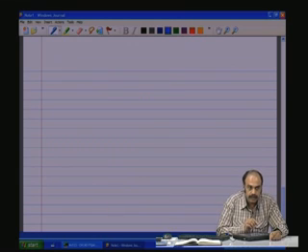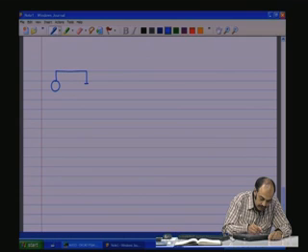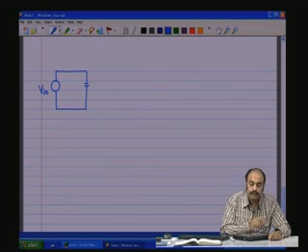Now, if you take the example of the capacitance C connected across the AC source V in.